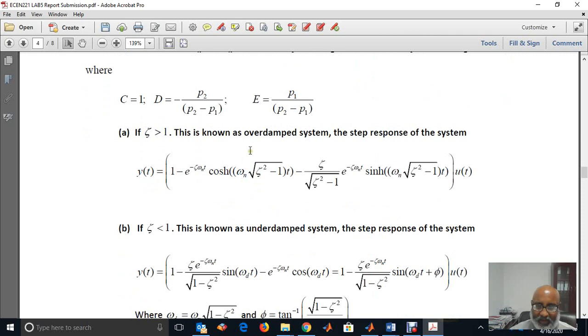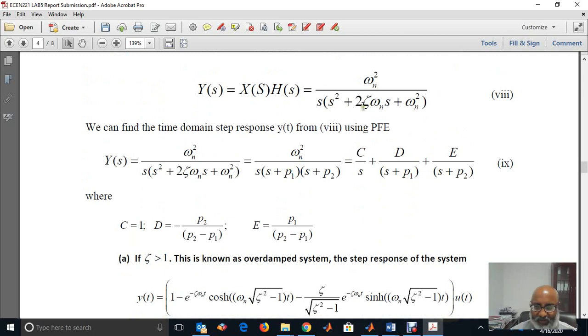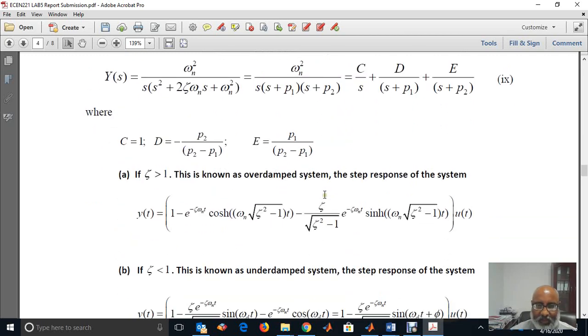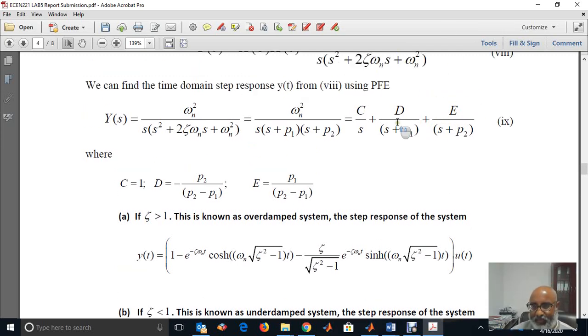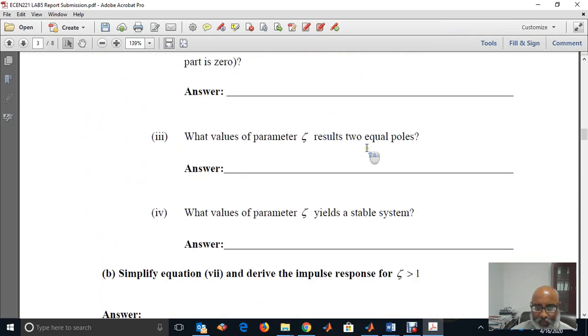And for zeta greater than 1, we say it is an overdamped system. The step response of the system is given by this. I already gave you this equation, and I simplified this one. After changing to the time domain, remember when we change to the time domain, this one will be C times u of t, this part D times e raised to minus p1 t, and this one E times e raised to minus p2 t.